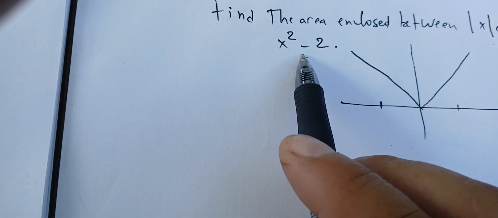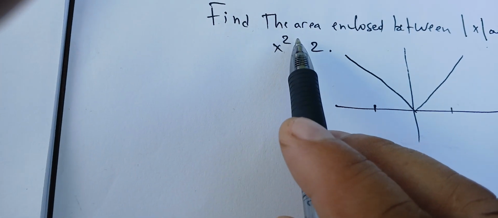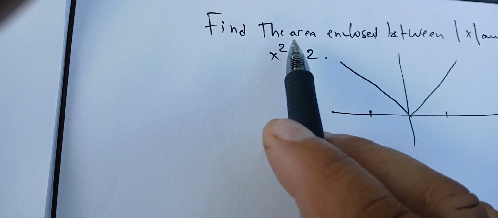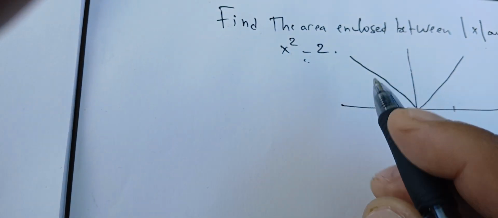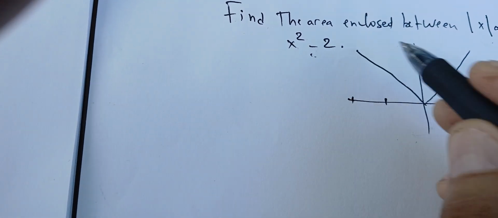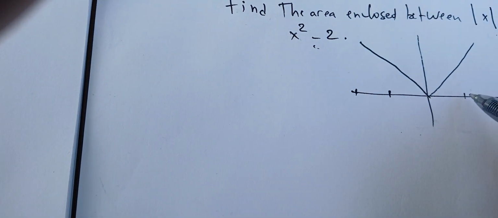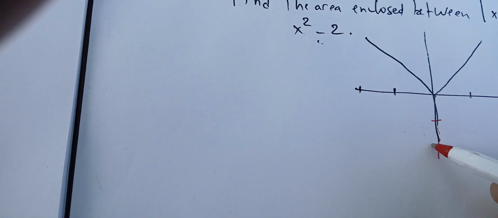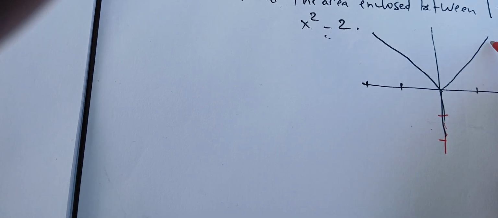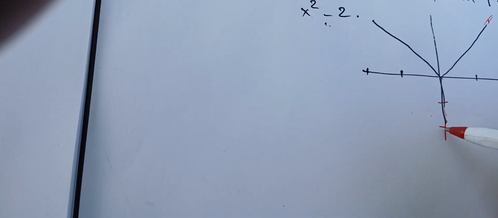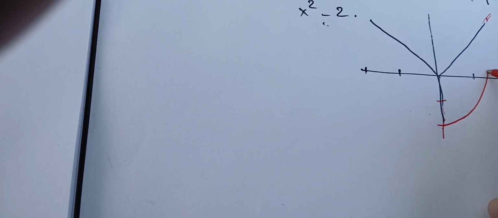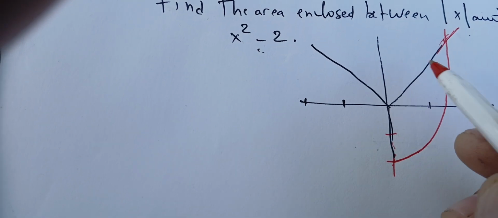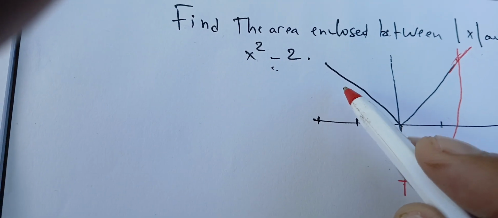Okay, and x squared minus 2 is just the function x squared shifted 2 units. Let me do it in a different color. So this is minus 1, minus 2, and it's going to be something like this, approximately. I'm not going to do the other part, and we're going to see why.